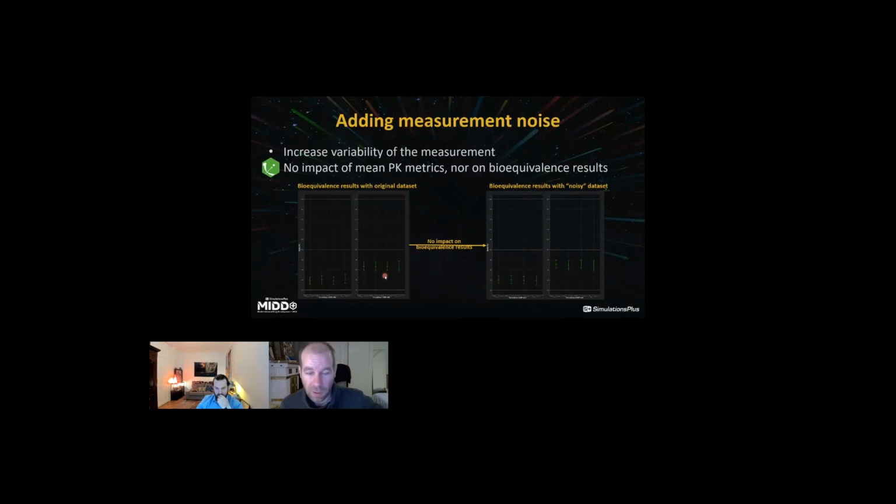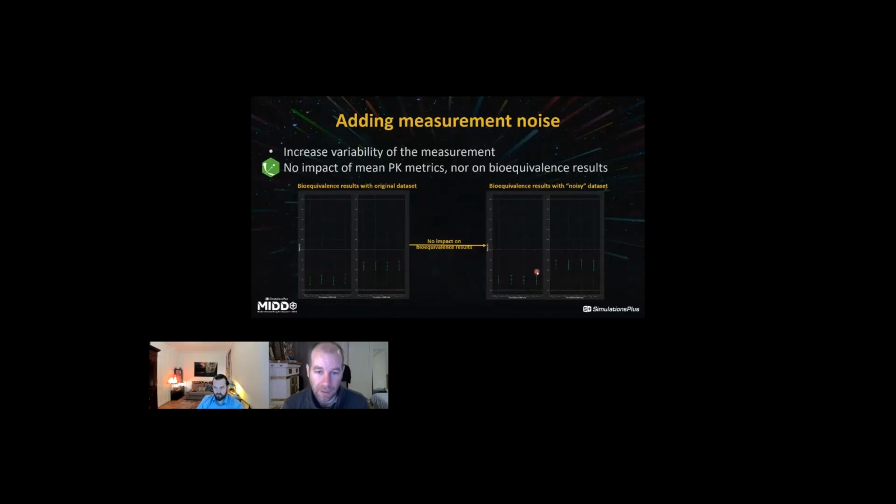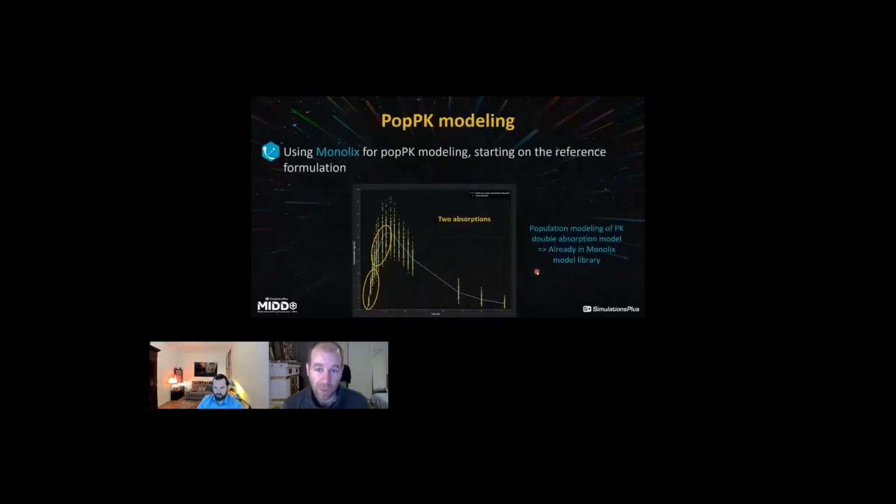And if we look at the noisy and more real data set on the right, we see that we do not have exactly the same values, but we have very close values, corresponding to the fact that adding this noise on the real trial does not impact the result that we're going to have. So this first step to go closer to reality makes sense. If we go to the next step to be able to model that, what we're going to use is Monolix for population PK modeling, starting on the reference formulation.